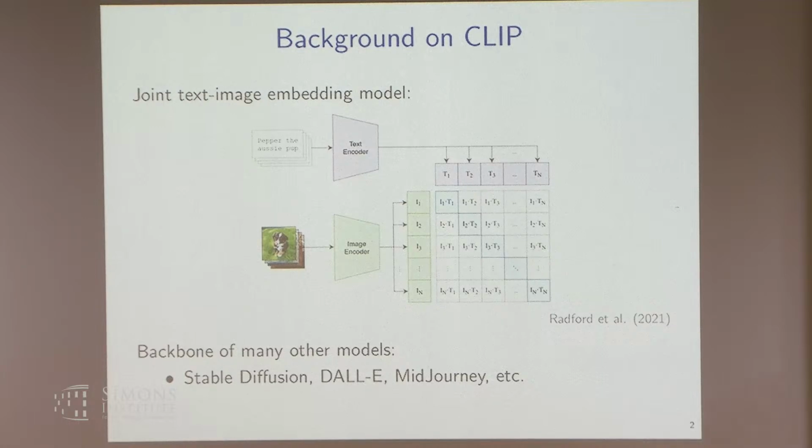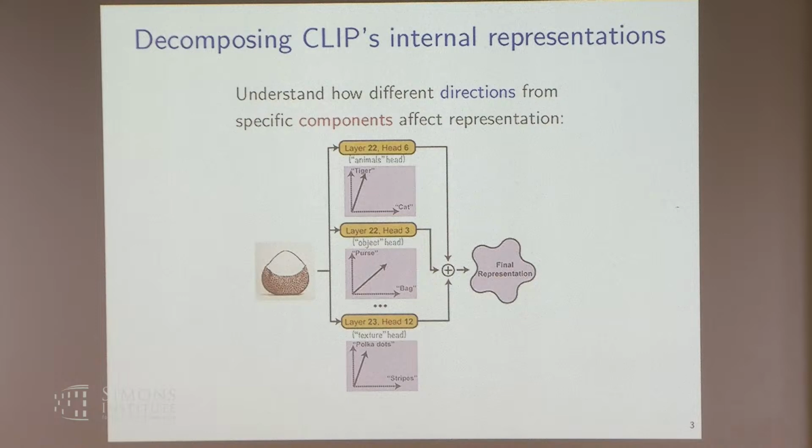And the way it was trained to get this property is that you train it on images and their captions, and you want the embedding of an image and its caption to have high cosine similarity, and an image and a random caption to have low cosine similarity. And it's the backbone of a lot of other models, like Stable Diffusion, DALL-E, Midjourney, and so on. So it's a natural model to try to understand. And so I'm going to talk to you about how we can look inside this model, decompose its internal representations, and understand different things.